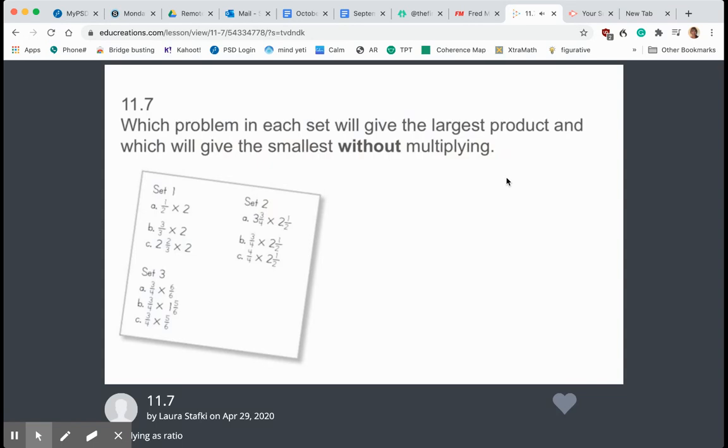So here is another way for you to think about it. Which problem in the set will give you the largest product, and which one will give you the smallest, without multiplying? So look at set 1. Without actually figuring out the answer, which one will give you the biggest product, the biggest answer? Go ahead and pause right now.